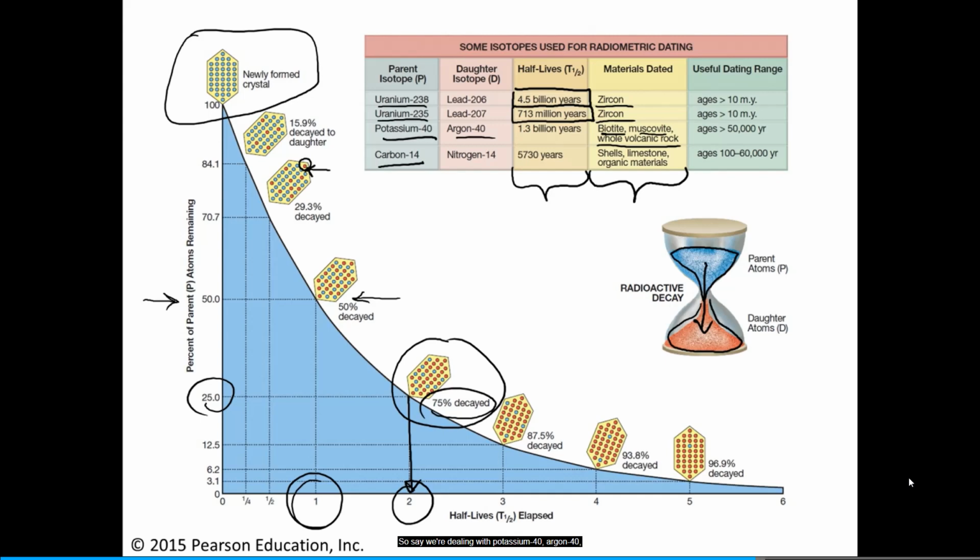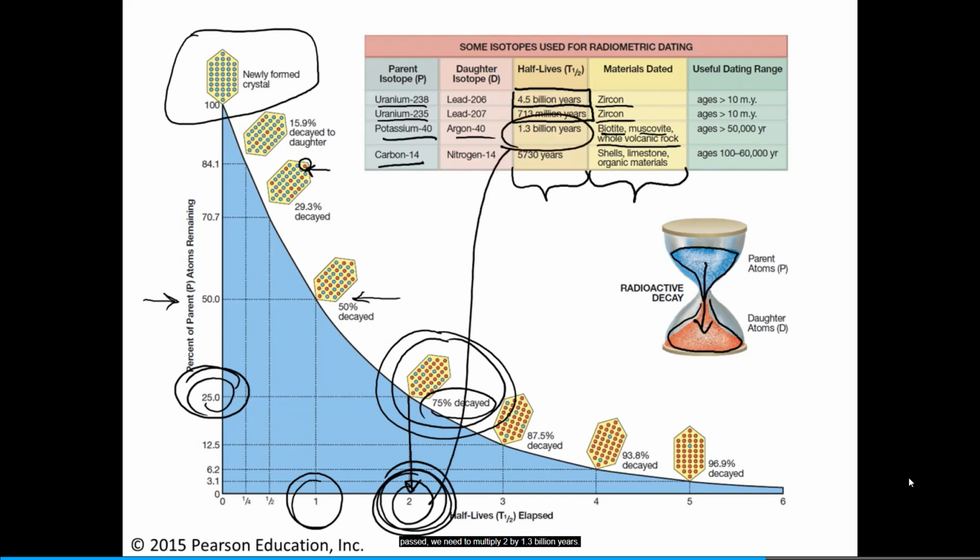So say we're dealing with potassium-40 and argon-40, and we've got 25% potassium-40 and 75% argon-40, indicating 2 half-lives have passed. We need to multiply 2 by 1.3 billion years. So we end up with 2.6 billion years.